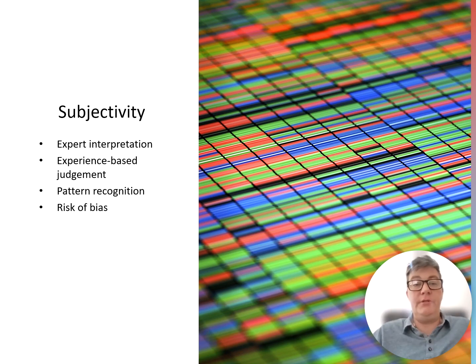Subjectivity involves the examiner's interpretation of the evidence. Even with objective data, a scientist must decide whether similarities are significant. This relies on training and experience. Subjectivity is necessary, but also introduces the possibility of bias, which is why safeguards are important.